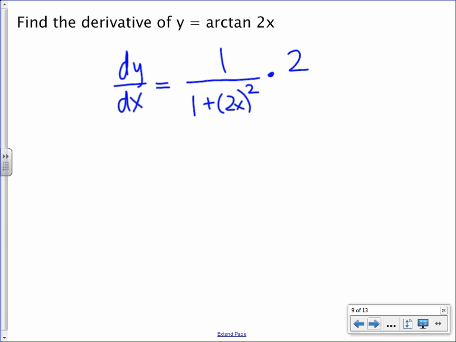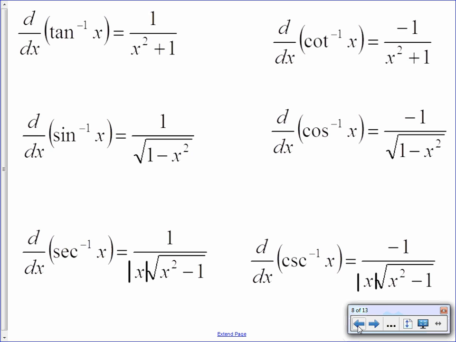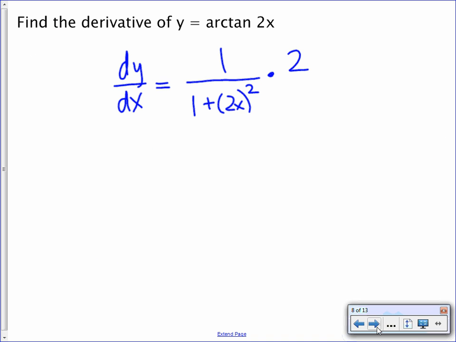Whatever's inside goes wherever that x is. So back here, our angle was x, so we had x squared plus 1. I'm sorry, I wrote it kind of backwards, didn't I? Here our angle's x, and so we have x squared plus 1. Here our angle's 2x, so we have 2x squared plus 1. And then, of course, times the chain rule, so our derivative is 2 over 1 plus 4x squared.